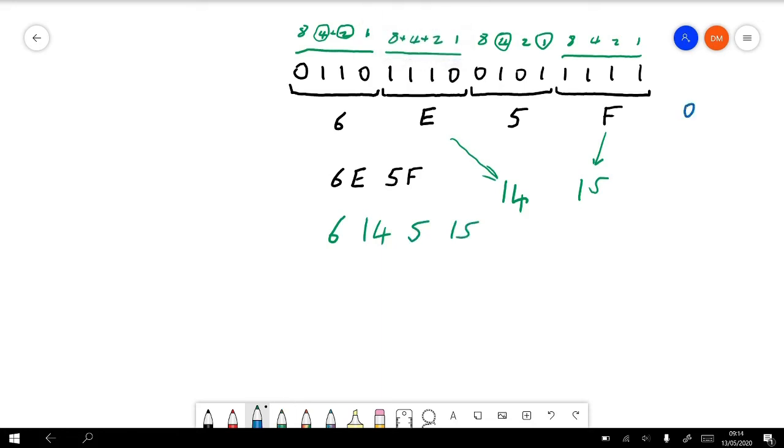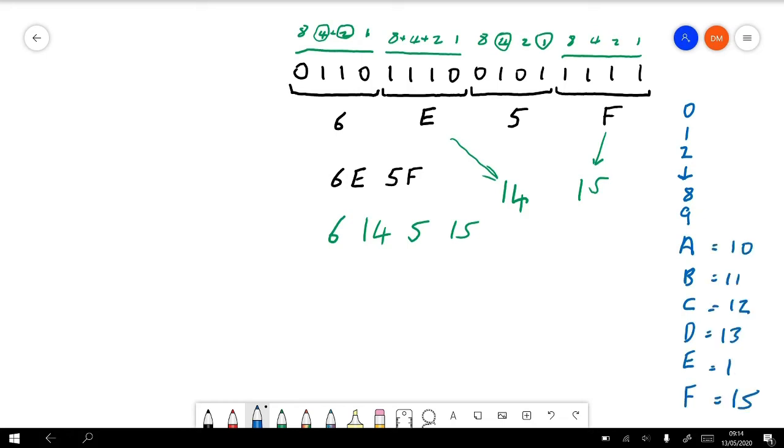The hex number system goes 0, 1, 2, 3, 4, 5, 6, 7, 8, 9. But instead of 10, it shows an A. Instead of 11, a B, 12, C, 13, D, 14, E, 15, F. So now you can see when we converted 1110, we converted it to 14. I then looked at my table and 14 is worth an E in hex.